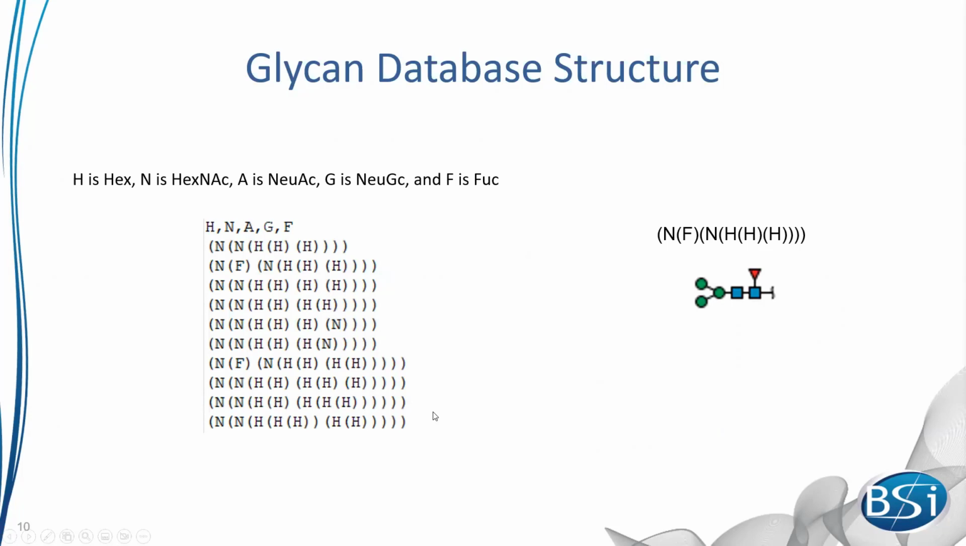All right, and about that structure database, we provide some built-in Glycan structure databases, but you can also provide your own manually created structure database using some public database structures. So here's an example of one of the Glycan databases that we provide in Peaks, where we have HNAGF, for the hex, hexNAc, and so on and so forth. And it's provided in a series of just letters and brackets to represent the sequence.